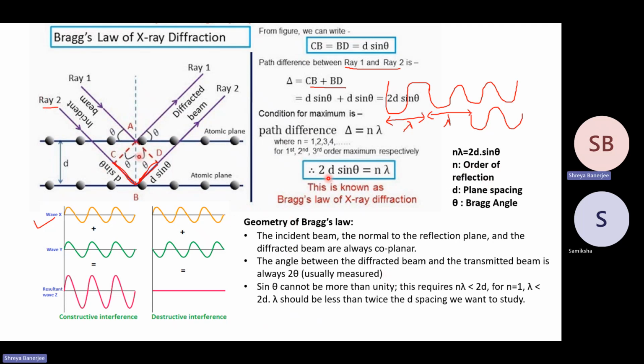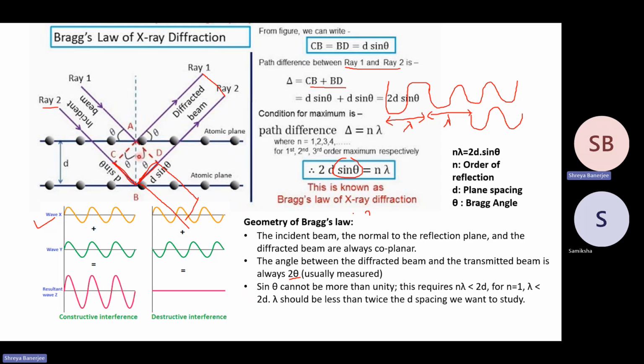Now, for this law to be true, the incident beam and the diffracted beam have to be in the same plane. And the transmitted beam is basically the beam that passes through without any deviation. The angle between the diffracted beam and the transmitted beam is usually around 2 theta. And we know sin theta cannot be more than 1. So this portion is less than 1.